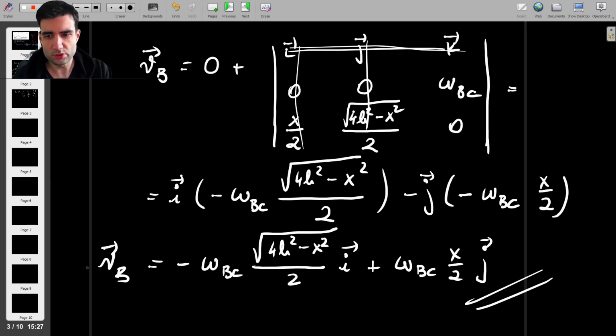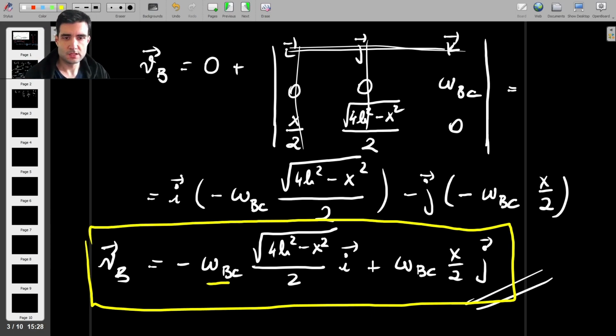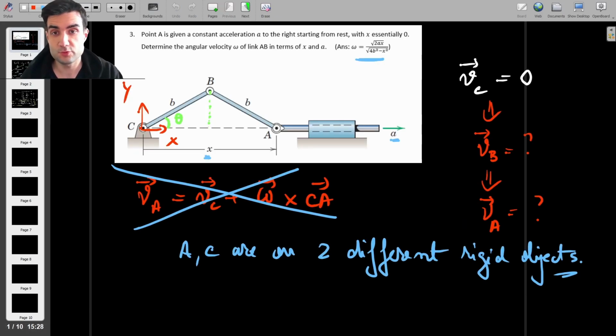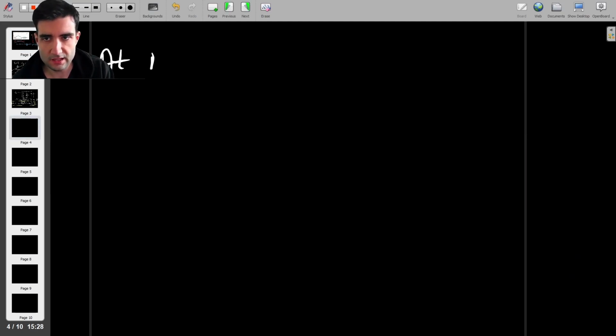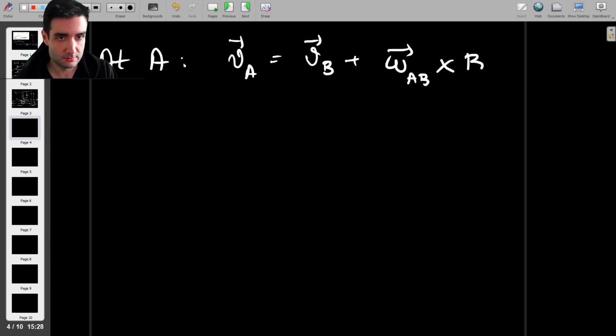Now, we don't really consider this to be a known value because we don't know what this is, essentially. But we'll leave it as such, and we're going to use it to continue the solution and find an expression for the velocity of A. So we have that at A, the velocity of A is going to be equal to the velocity of B plus omega AB. So this is the angular velocity that we have to find, and then cross product with BA. So that's essentially it.